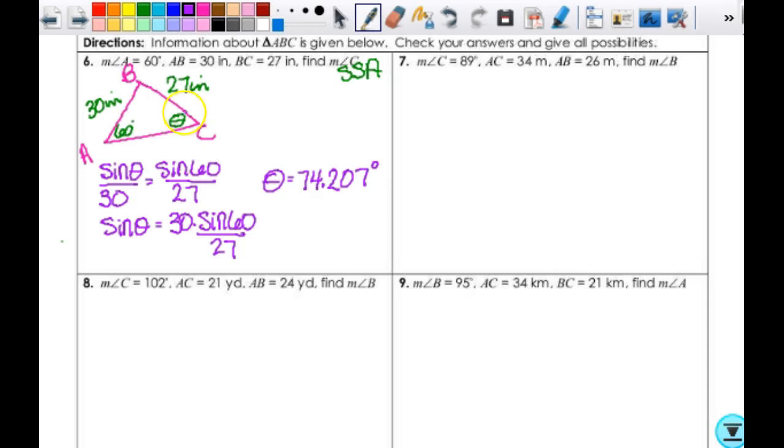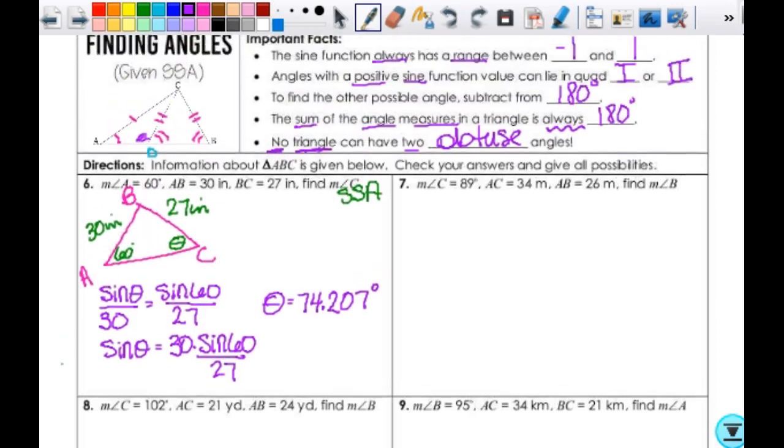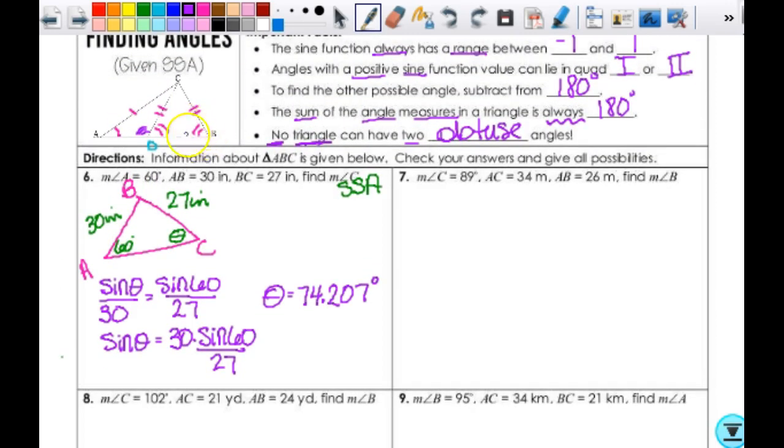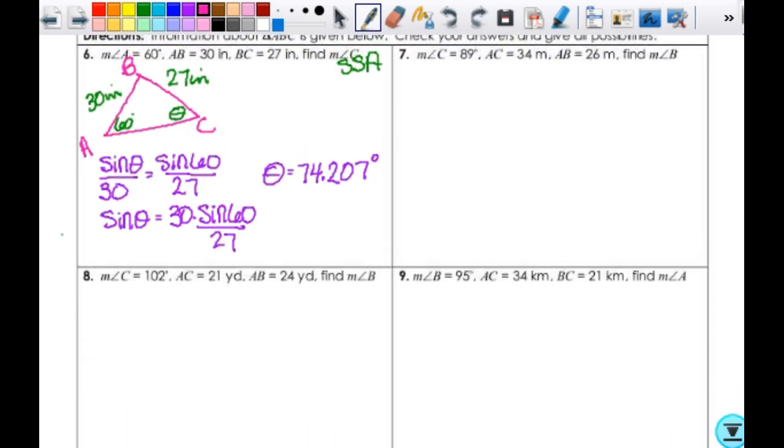So it could be this angle here, or this could swing in here, and maybe it is the obtuse angle. Remember this here? So like, let's say that this is 74. So it could be 74 degrees, or it could be the angle that's supplementary to that 74 degrees. And just like it says here, to find the other possible angle, subtract from 180. So we subtract that from 180. So in your calculator, you can do 180 minus that last answer. And so we get this angle, and we also get 105.793.